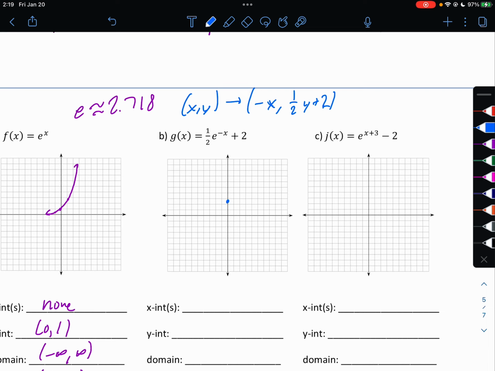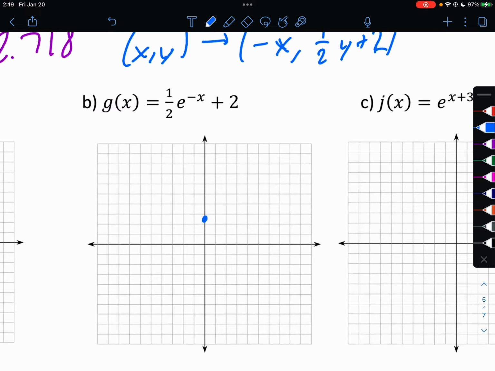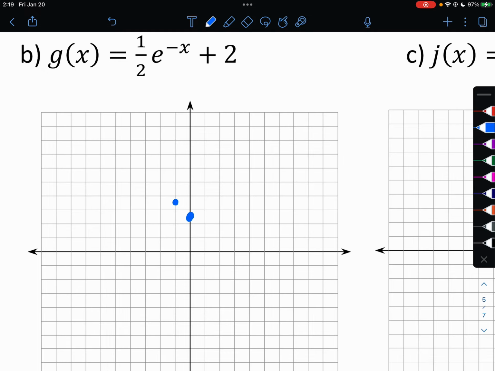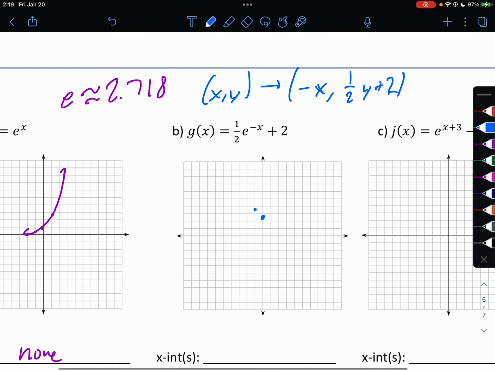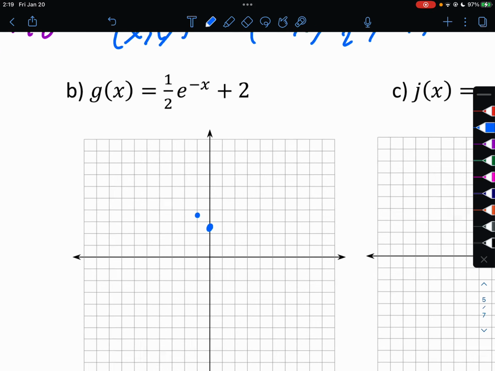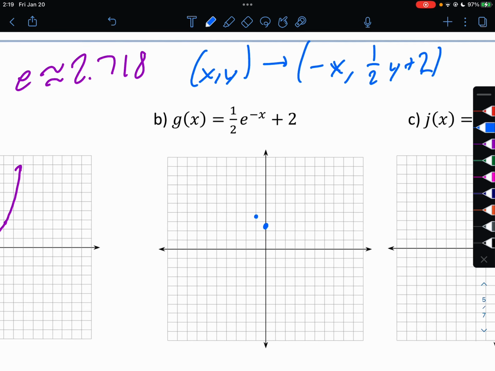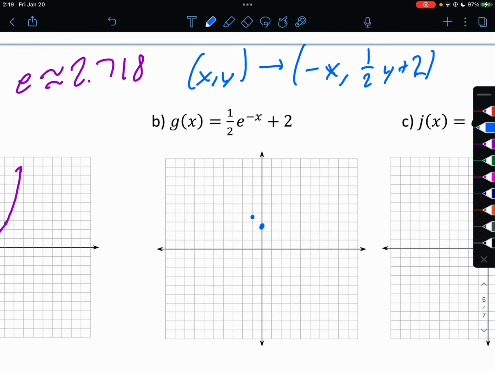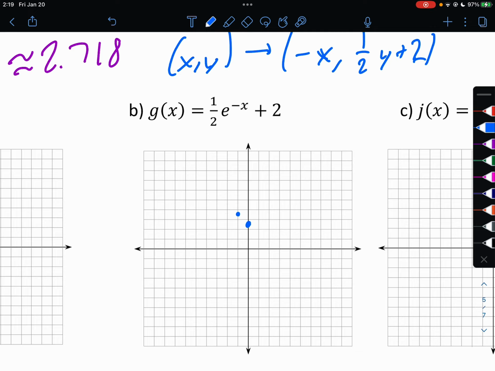Let's see what that would be. E over 2 plus 2 is about 3.4. So negative 1, 3.4. And then negative 1 comma 1 over e is going to go to positive 1 comma 1 over 2e plus 2, which is about 2.18. So it should be right about there.